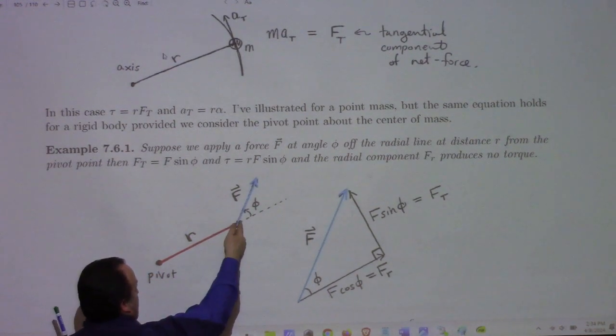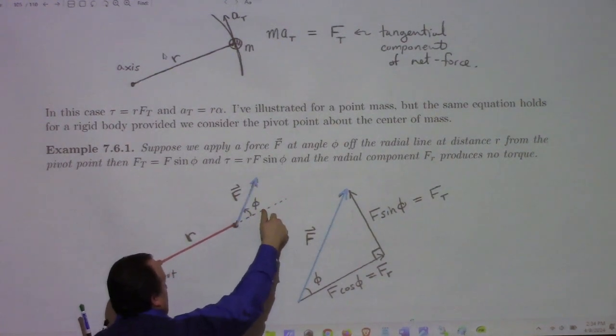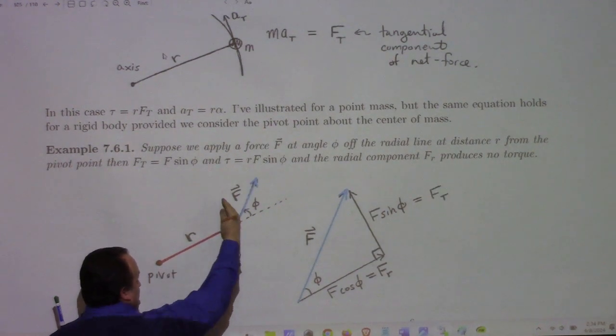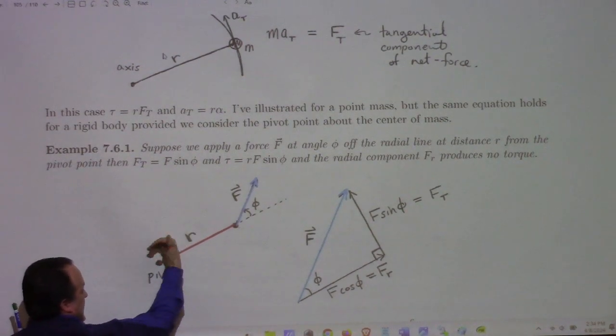So this force produces a positive rotation because it has a part of the force which is perpendicular to the radial arm, and so that produces a positive torque, this kind of twisting way, right?